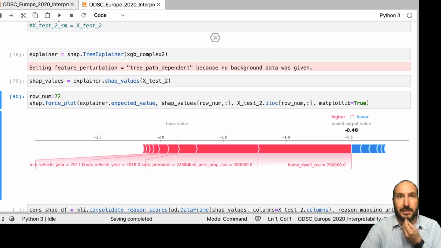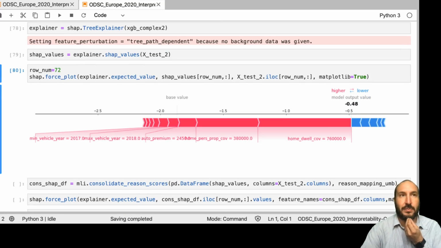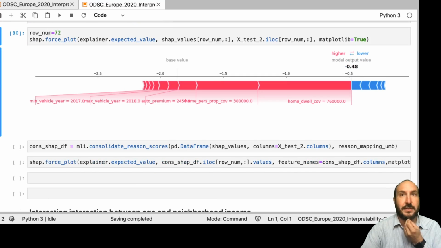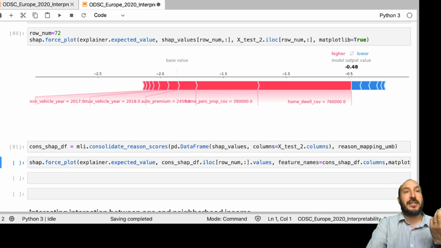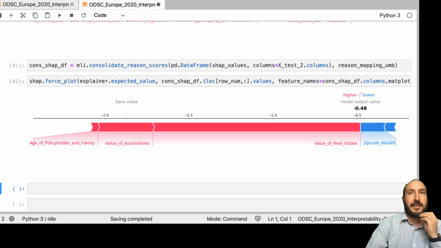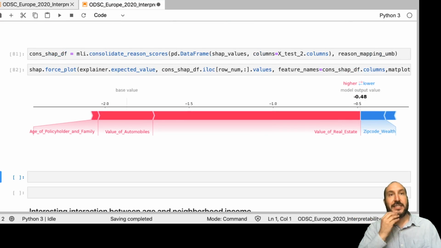So you see the big bars correspond to the value of the home it's insured for, and the value of the assets. Now, if you combine this with consolidating the reasons, you can see for the exact same data point, when I consolidate the reasons, I get a much simpler explanation. The value of the real estate was this very huge reason. Value of the automobiles was secondary, and the zip code wealth was actually an offsetting negative value. And everything else was relatively minor in comparison.